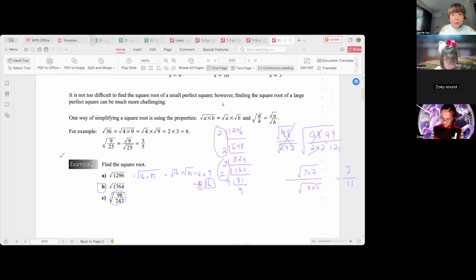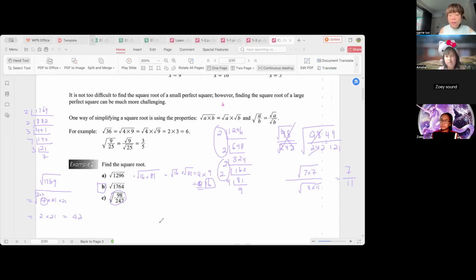Okay, so let's take a look at this one. So 1764. We start with 2, right? Because it's an even number. So 882, 2 again, so 441. So 3, 147, and 7, 21, and 3, and 7. So we're going to find out this one equals what? 1764 equals 4 times 9 times 49, which is 2 times 2. I can rewrite it as what? 2 times 2. Right? So it's 2 times 21 outside, equals 42.